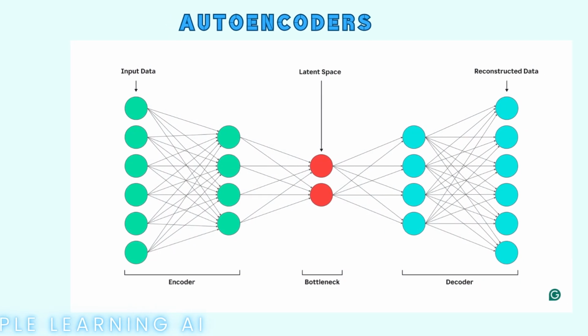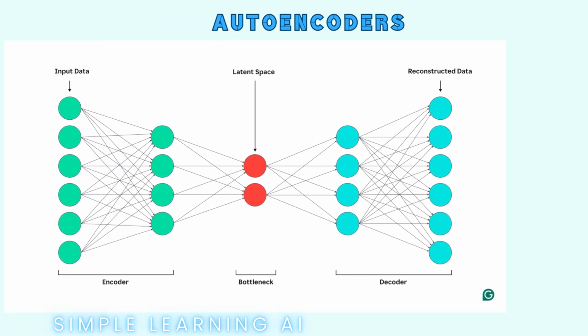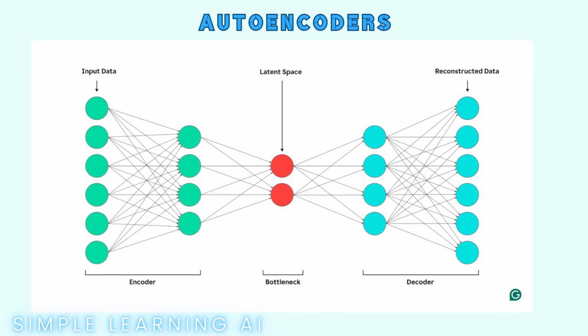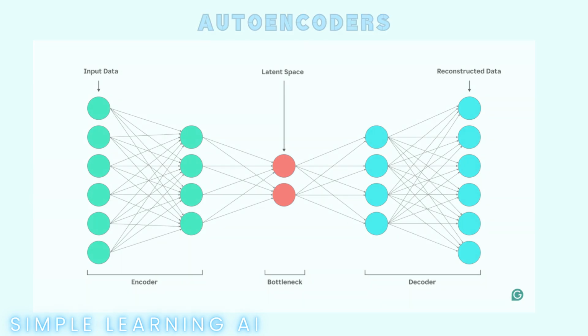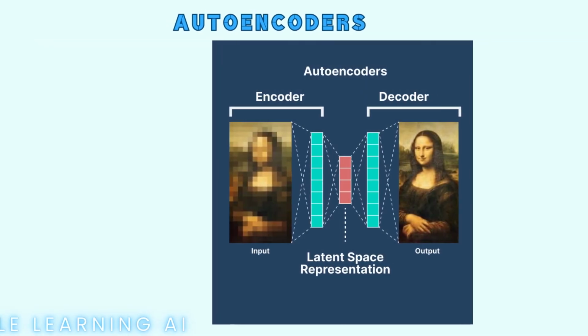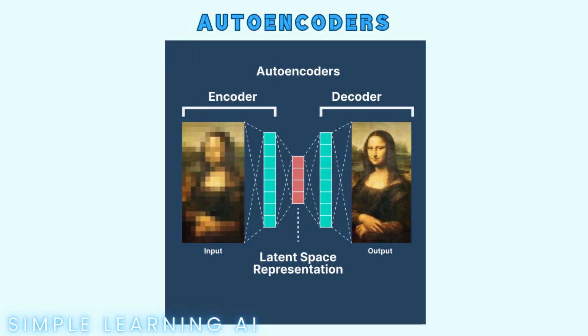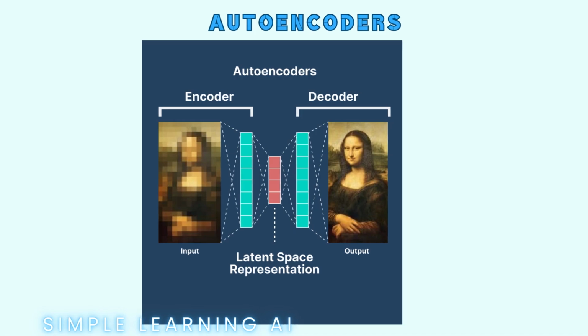Autoencoders are used to compress and reconstruct data. First, they learn to shrink data, encoding. Then, they try to rebuild the original data, decoding. If they succeed, it means they understood the most important parts. Example use case: image compression, removing noise from photos, detecting fraud or anomalies.